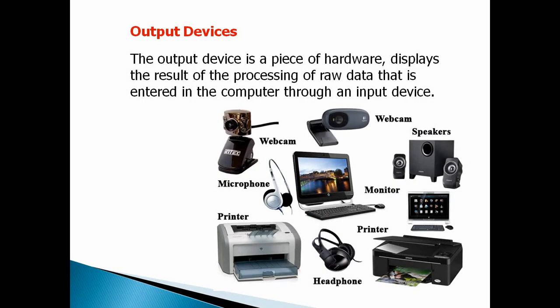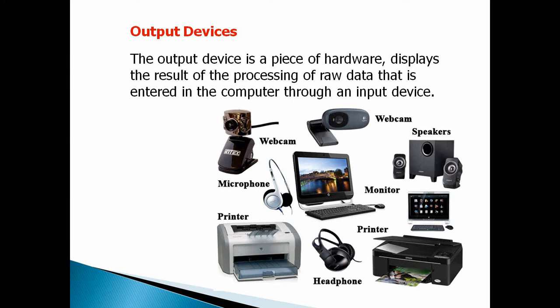As we discussed input devices, now output devices. Now let's see the output devices. An output device is a piece of hardware that displays the result of processing of raw data that is entered in the computer through an input device. There are a number of output devices that display output in different ways, such as text, images, hard copies, and audio or visual.